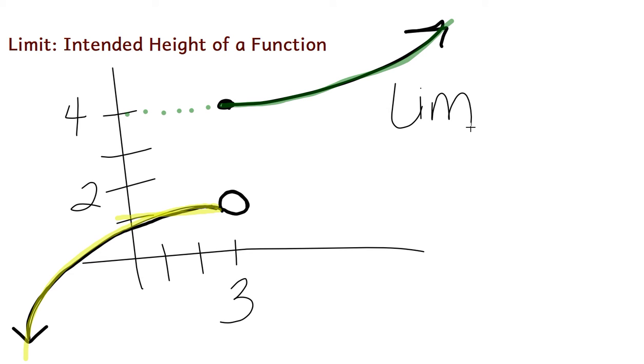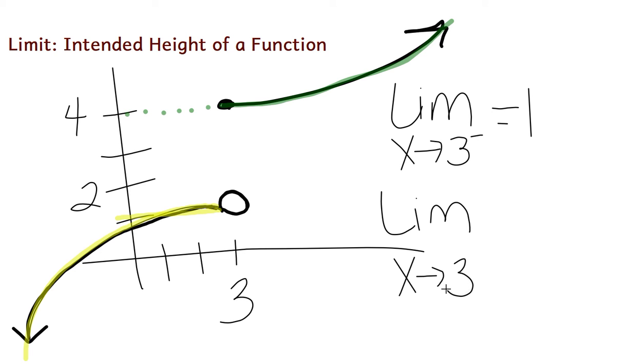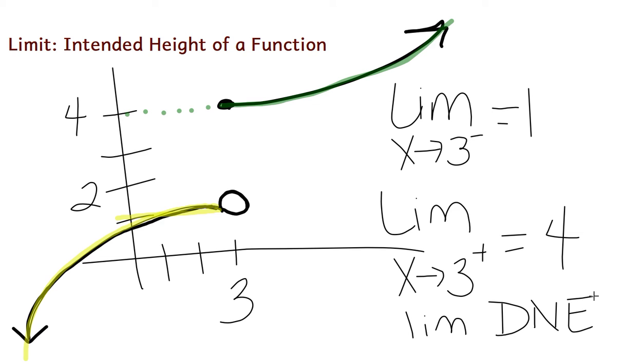The limit as x approaches 3 from the left, with the little negative sign in the exponent spot, we say, well, as we came up from the left, the limit was 1. As we came from the right, limit as x approaches 3 from the right side, it was 4. Since the limits do not agree, the limit does not exist. That is when it doesn't exist, when the left side and right side do not agree and do not come to the same spot.